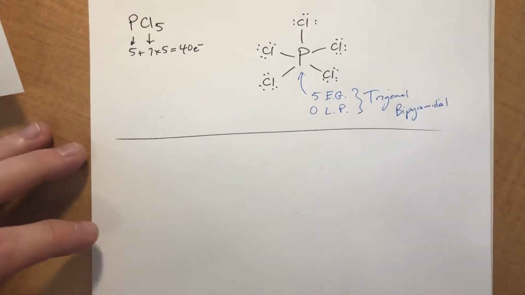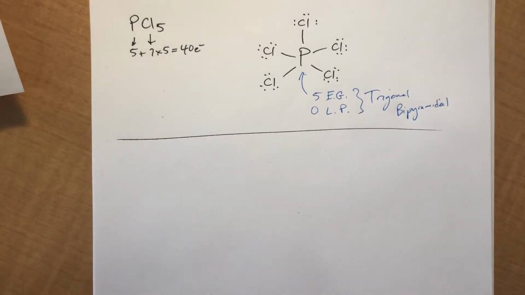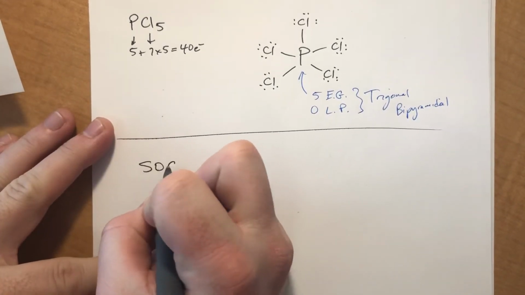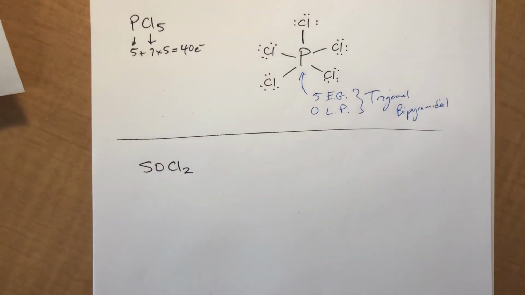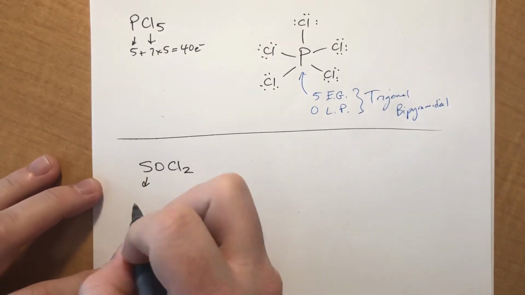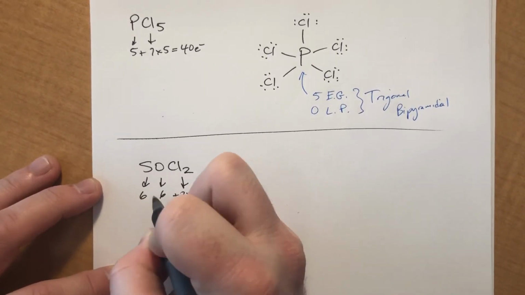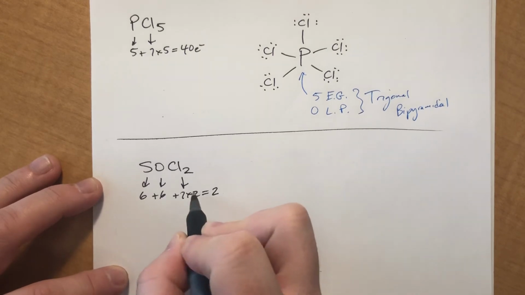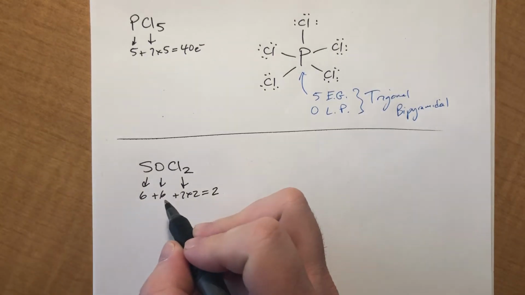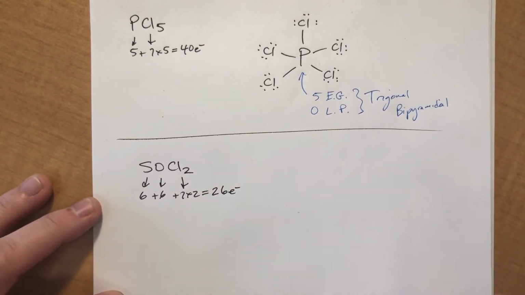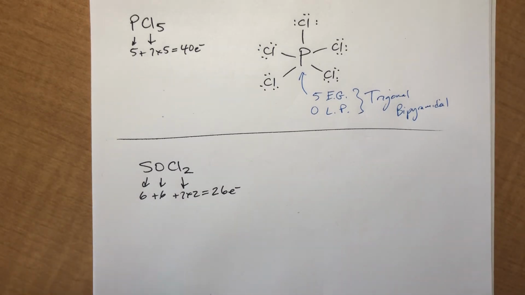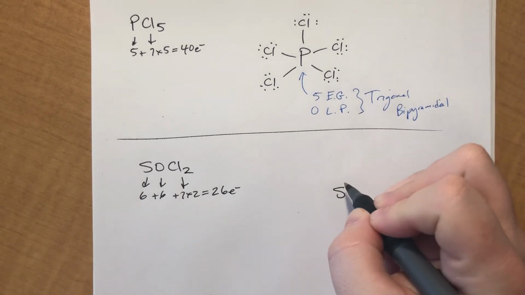Let's try a few more examples here. How about SOCl2? It's actually a really common organic reactant. It's an oxidizing agent used to make double bonds if you have an alcohol. Okay, whatever. So this is 6, 6, and 7 times 2. So that should be 14 plus 6 would be 20, plus another 6 would be 26 electrons. Sulfur is the farthest away from fluorine, so it's the central atom.